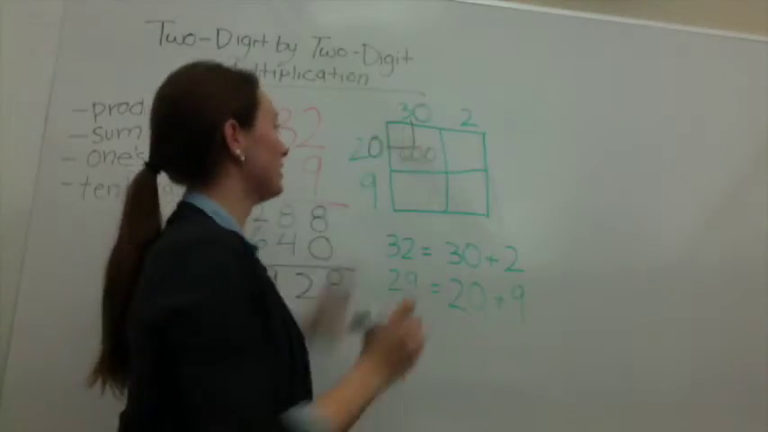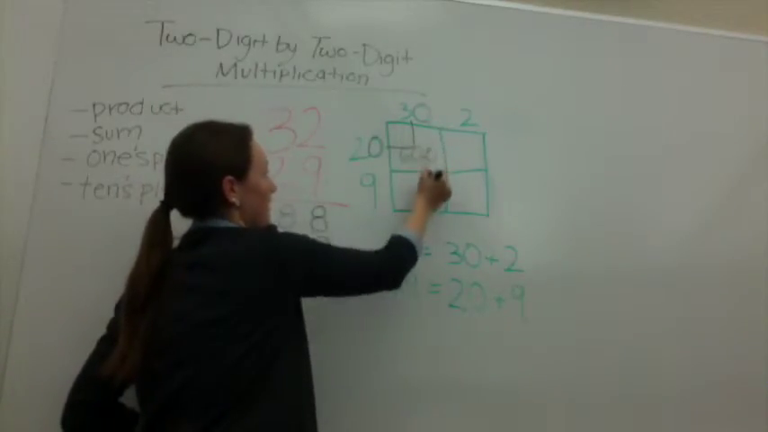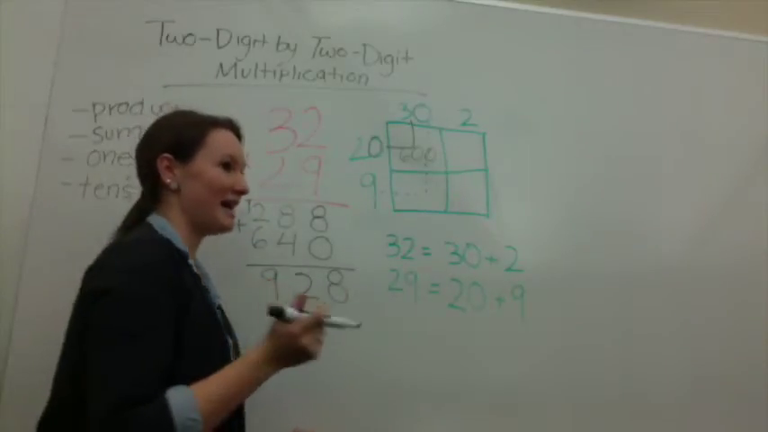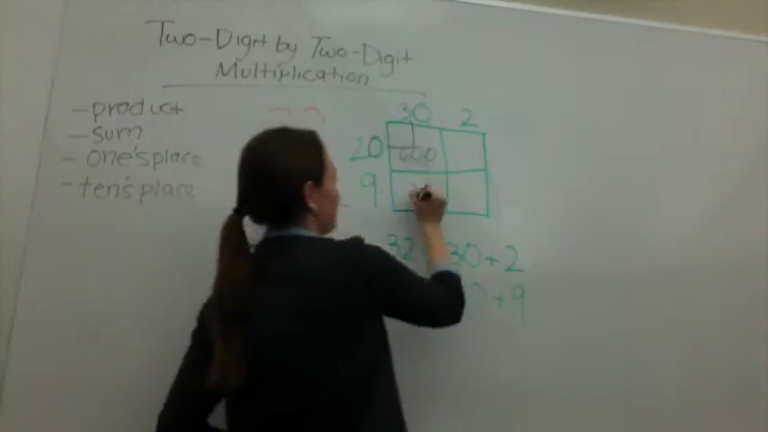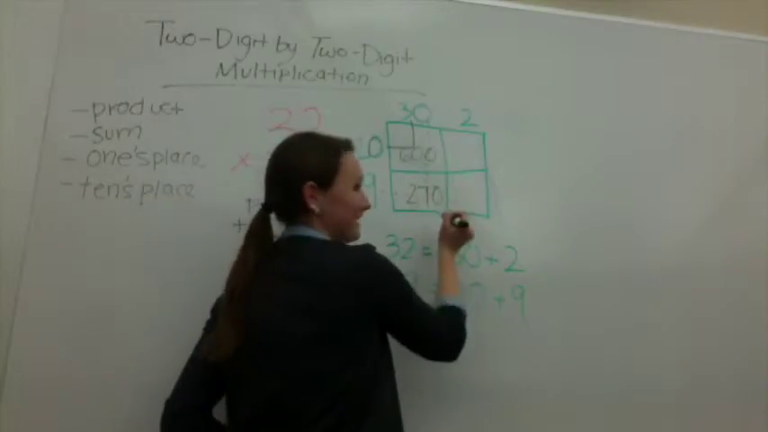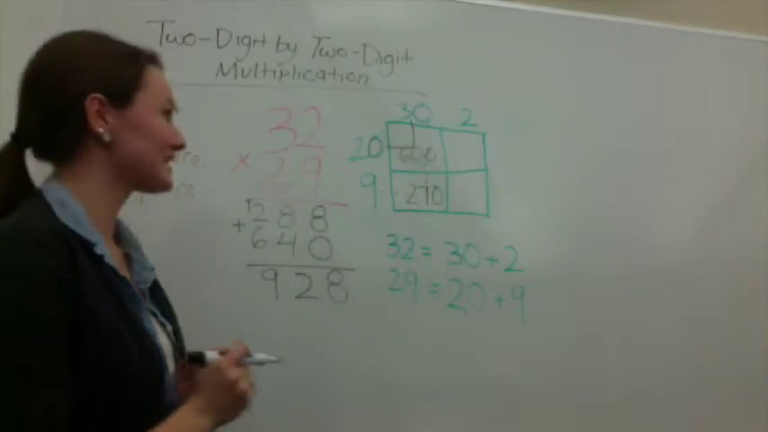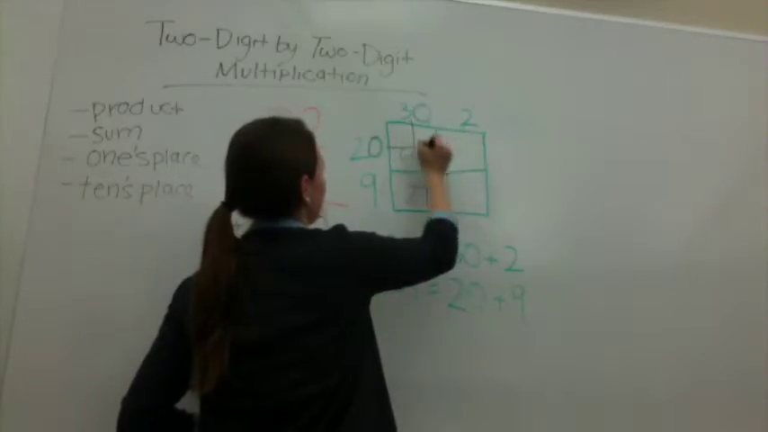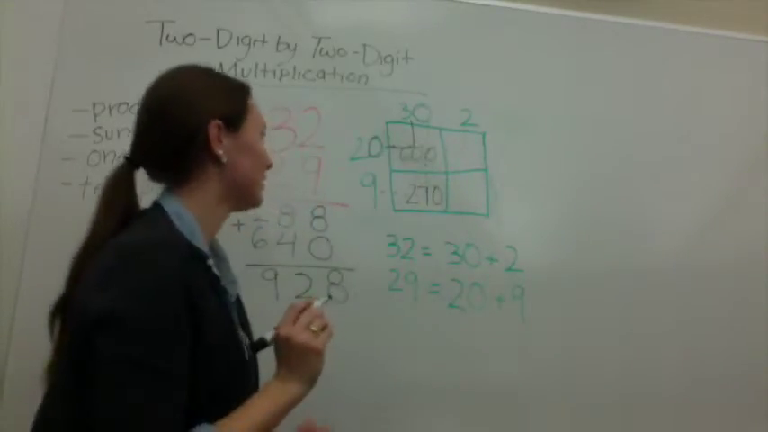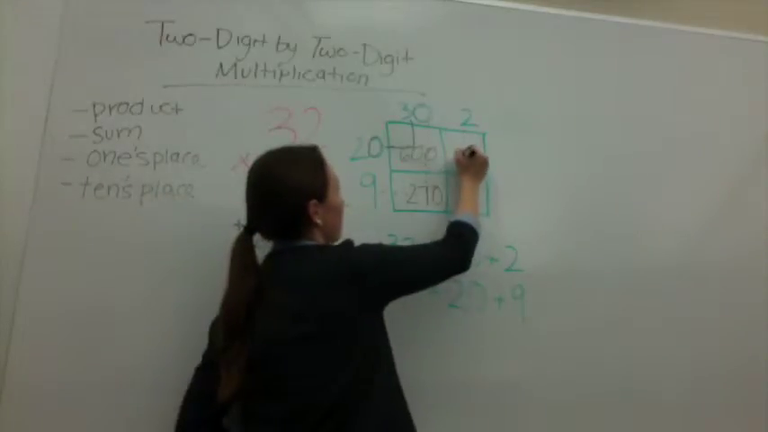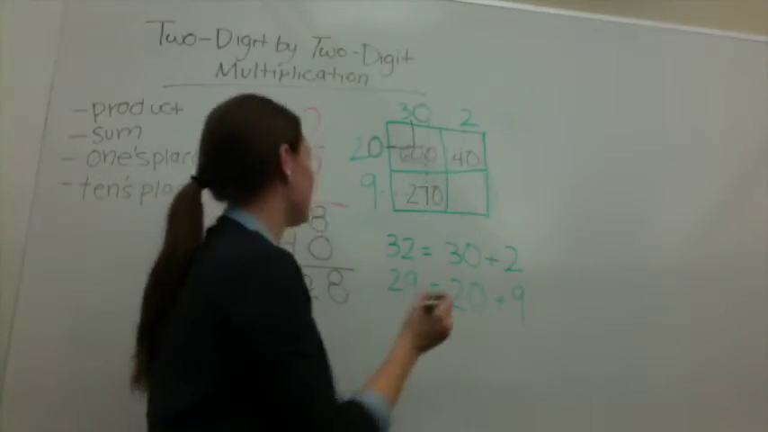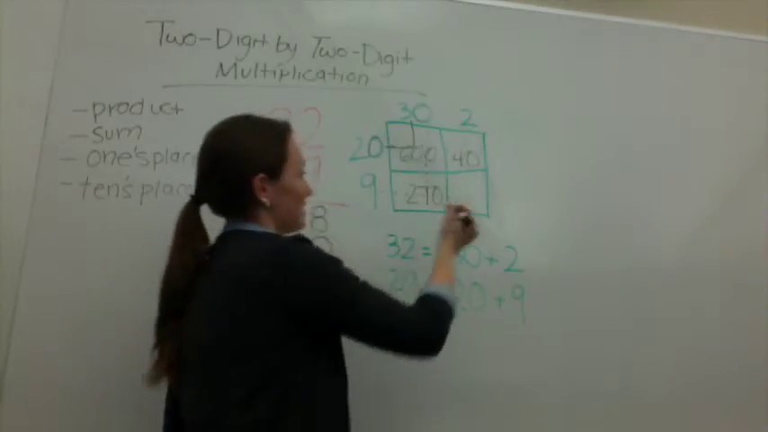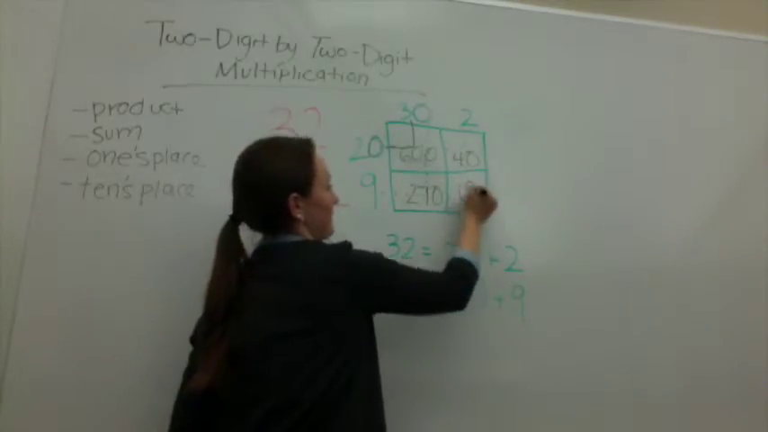Now I'm going to do my 30 and my 9. And 30 by 9 is 270. Next, I'm going to move over to my 2. So now I'm going to do my 2 by my 20, which gives me 40. And then lastly, my 9 by my 2, which is 18.